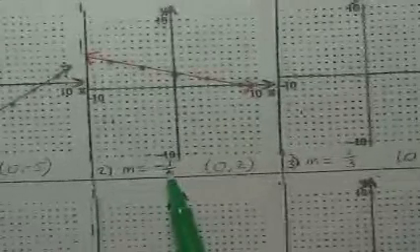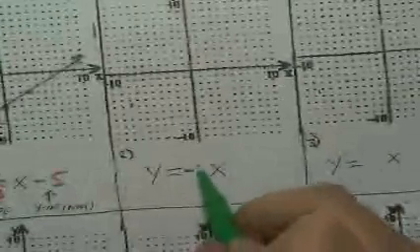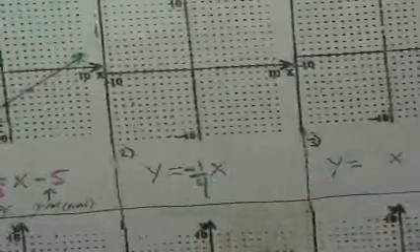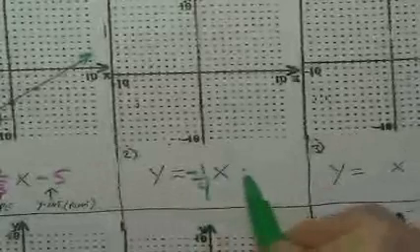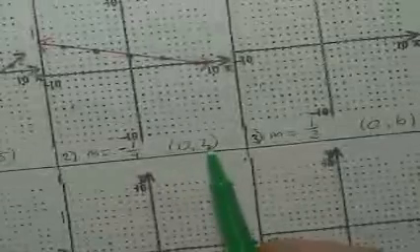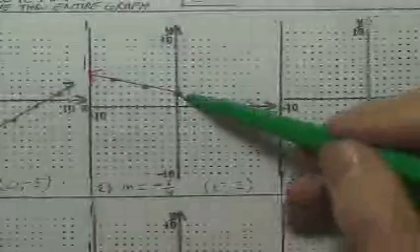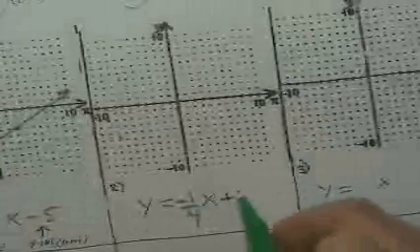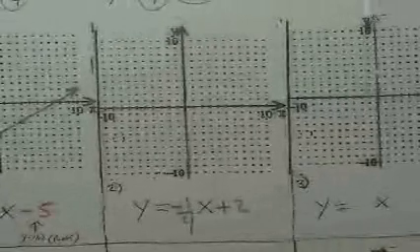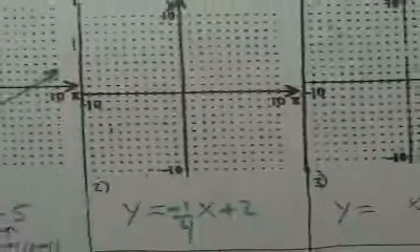The slope was negative 1/4. So I'll write that down. Negative 1/4. And then the y-intercept that we used was 2. 0 to 2. That was the y-intercept right there. So I'll say plus 2, because it's positive 2. If it was negative 2, I would say minus. And now I simply graph those.